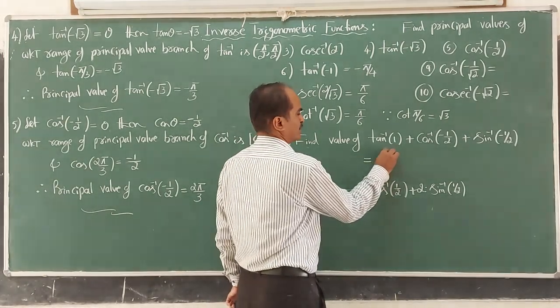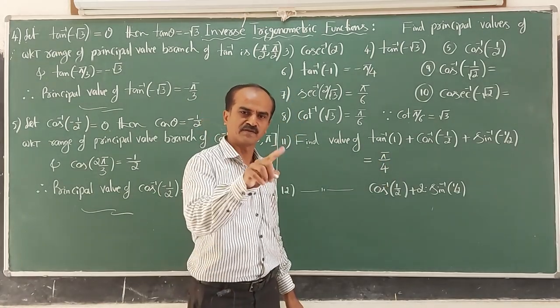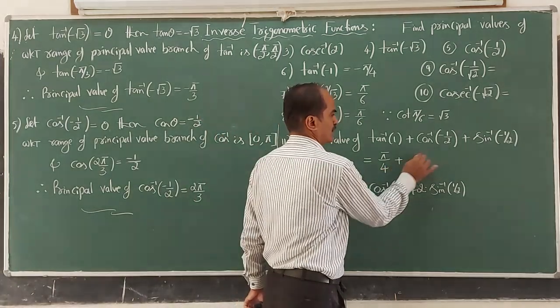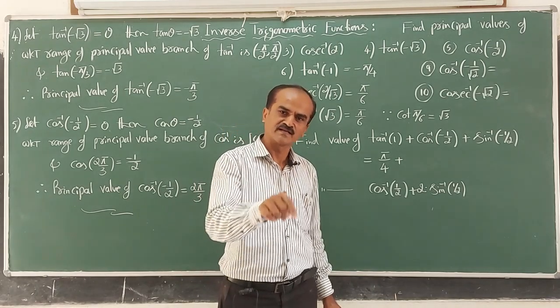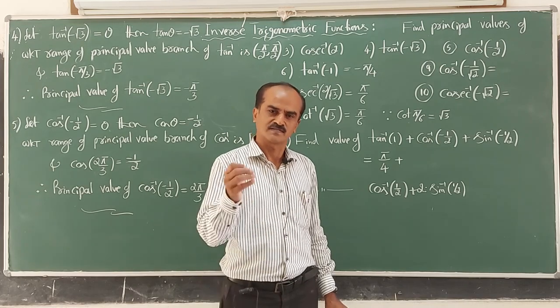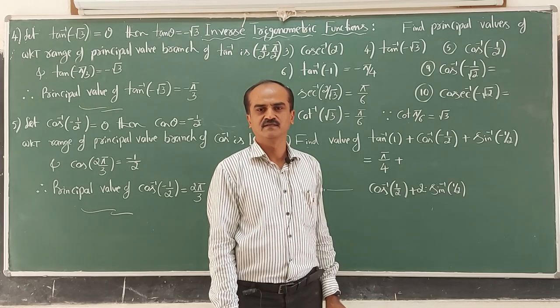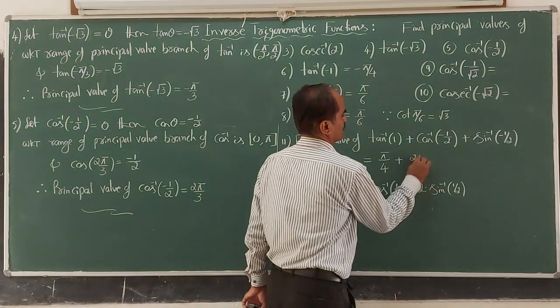Tan inverse of 1 is how much? Pi by 4. Because tan pi by 4 is 1, tan inverse of 1 is equal to pi by 4. Cos inverse of minus 1 by 2. Cos of which angle gives us 1 by 2? Pi by 3. Now subtract that pi by 3 from pi. Pi minus pi by 3, 2 pi by 3. Cos 2 pi by 3 will end up as minus 1 by 2. So therefore it is 2 pi by 3.